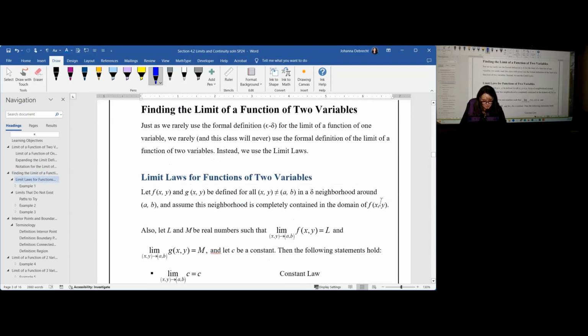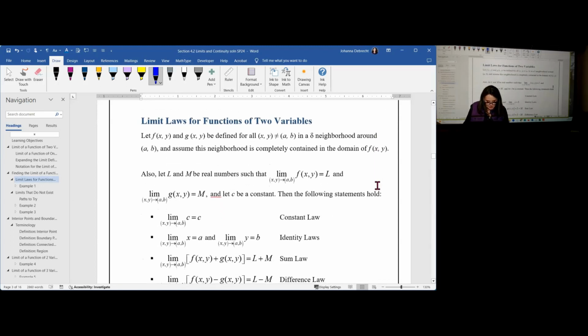Let's go ahead and talk about how we actually find the limit of a function of two variables. In Calculus 1, we actually learned to find the limit of a function of a single variable and practiced it for multiple sections before we ever learned the epsilon delta formal definition. And you're going to find that it's pretty much the same for the limit of functions of two variables or three variables. We do have what are called limit laws that will allow us to find the value of a limit more easily than using that epsilon delta definition. Let's take a look at these limit laws.